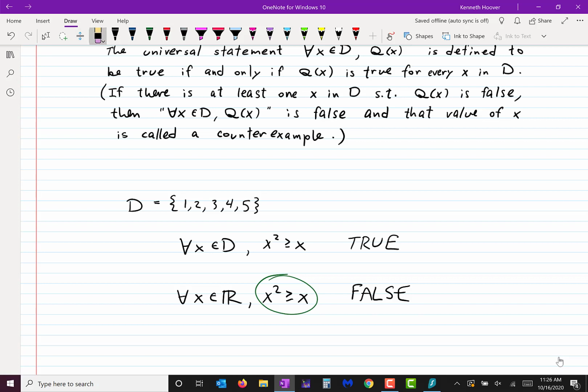And to prove a universal statement false, all you need to do is find one counterexample. Okay? So as soon as I tell you that this is false for the number 1/2, then I can instantly say that this statement is a false statement. All right, now let's review existential statements.